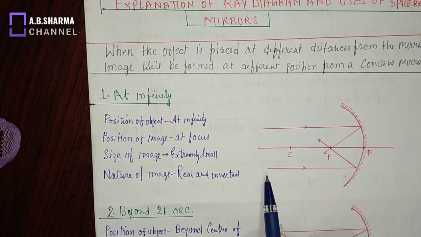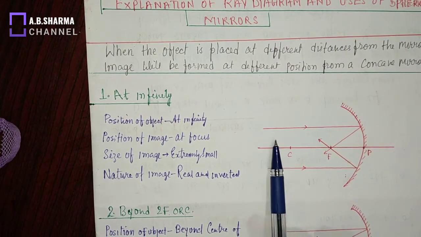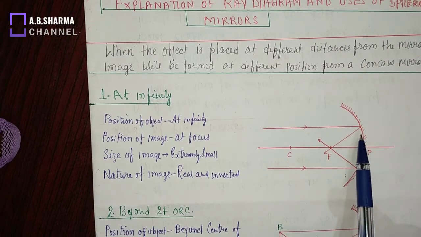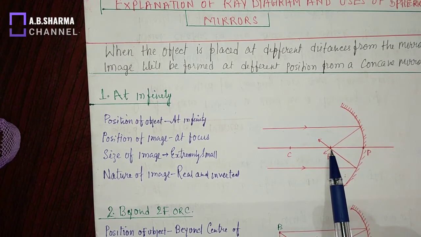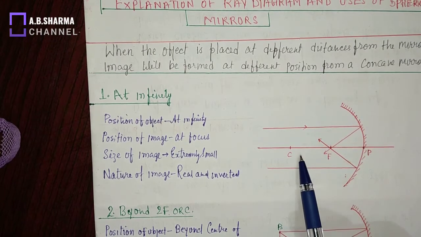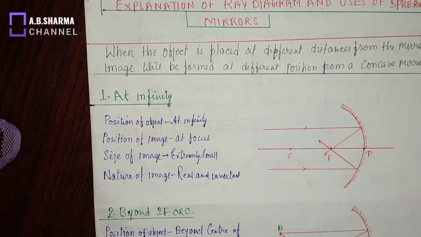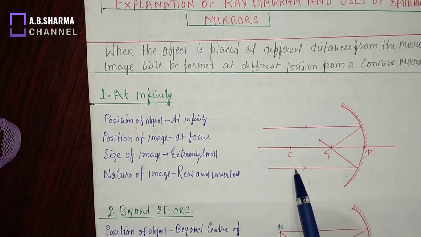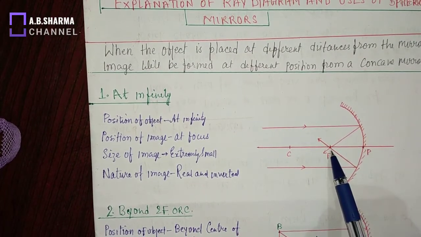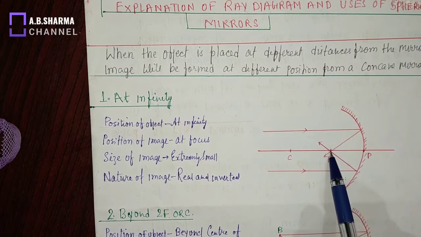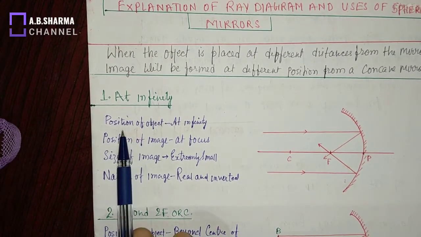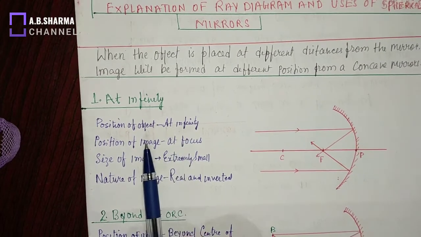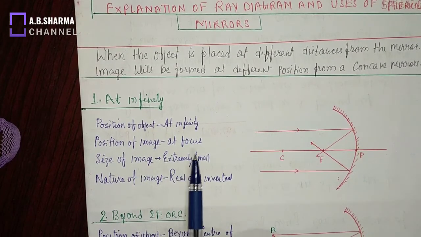The object is at infinity, so the rays are coming from infinity, and when they are incident on the mirror, they will reflect and pass through the focus. This is the focus rule. We have studied this rule in the previous part. So the rays are intersecting at the focus. The focus will be the position of the image. So when the position of the object is at infinity, the position of the image is at focus.